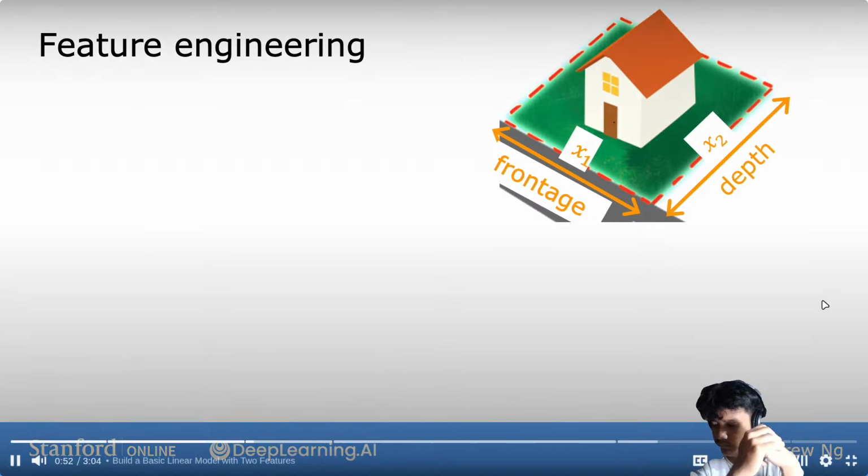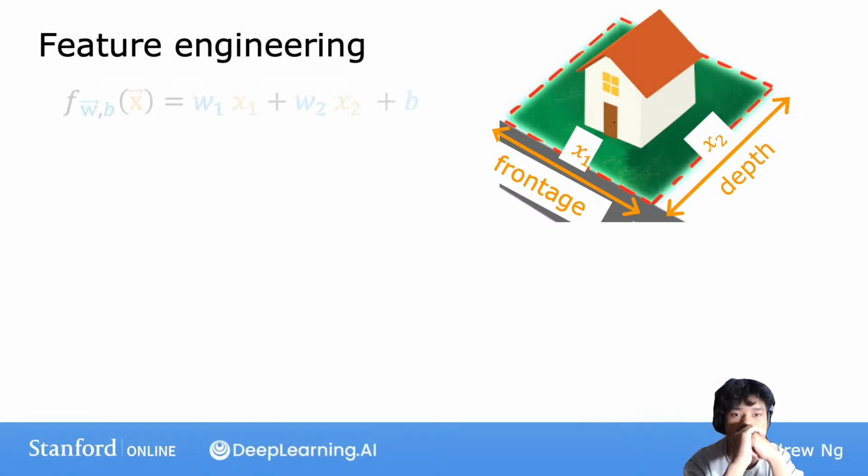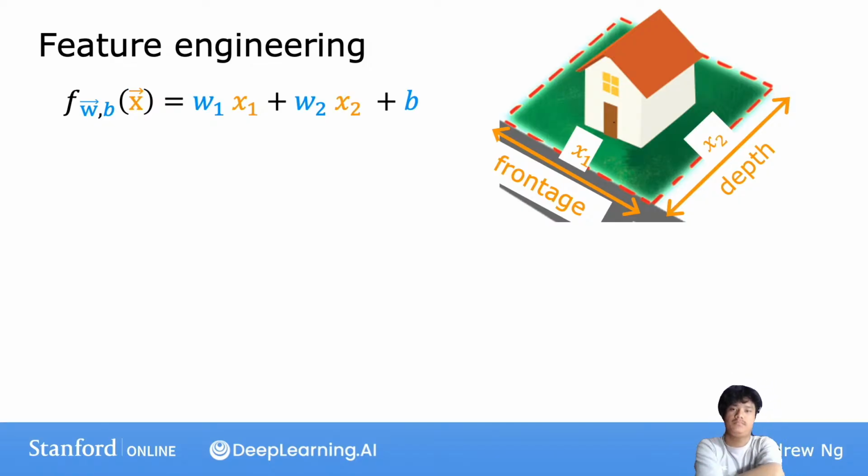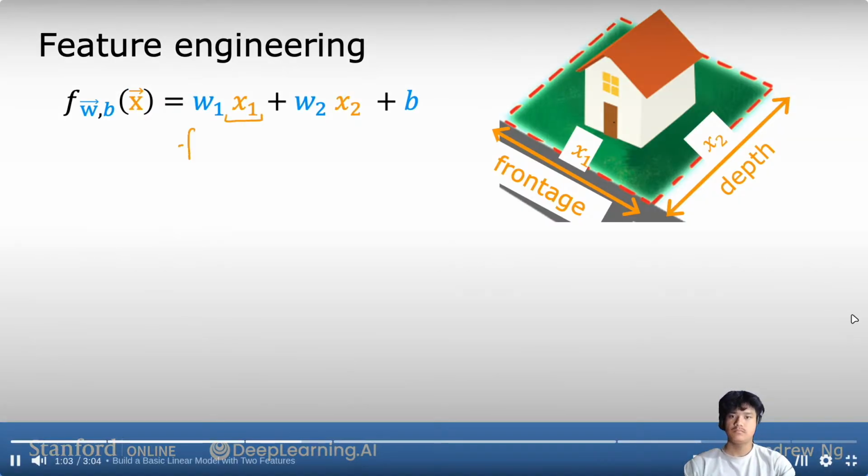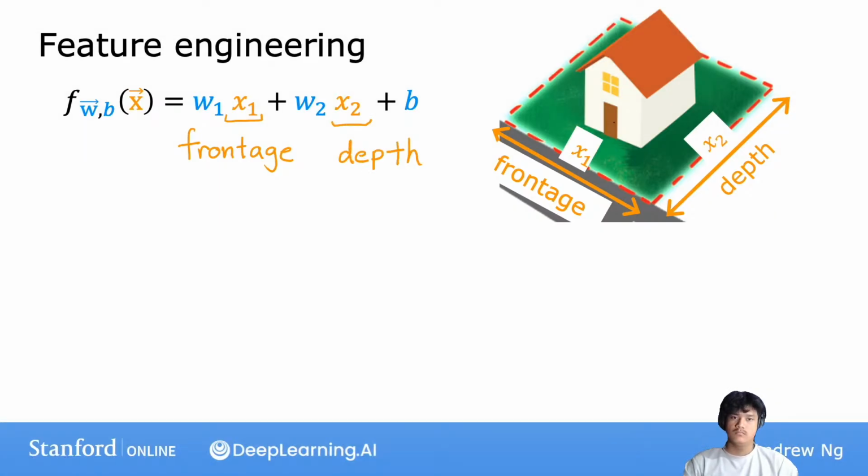Given these 2 features, X1 and X2, you might build a model like this, where f of x is w1x1 plus w2x2 plus b, where x1 is the frontage or width and x2 is the depth. And this model might work okay. But here's another option for how you might choose a different way to use these features in the model that could be even more effective.